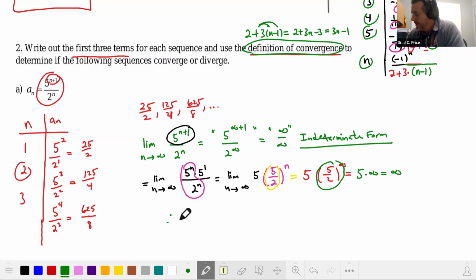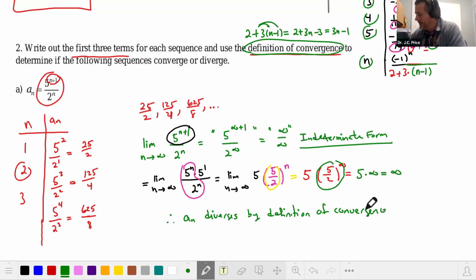So therefore, my sequence a sub n diverges, really by definition. And you can even write by the definition of convergence if you want. Maybe we should write by definition of convergence. So that's a nice little problem, and it's easy to get tripped up on that wrong one, like we did in class.